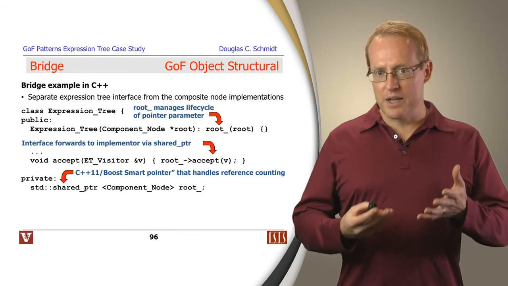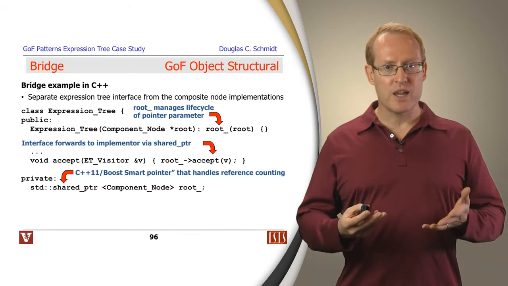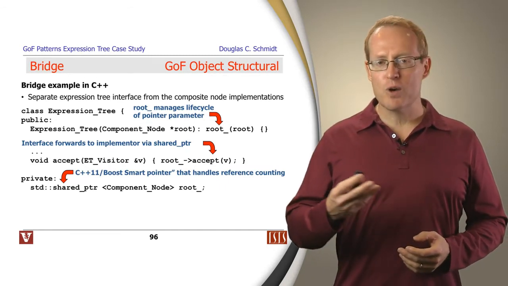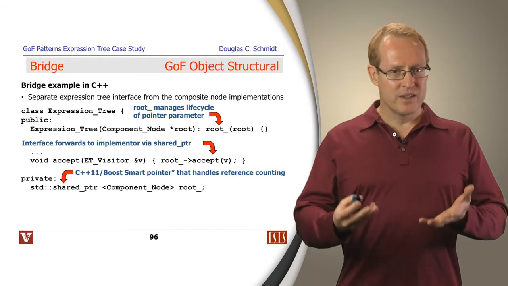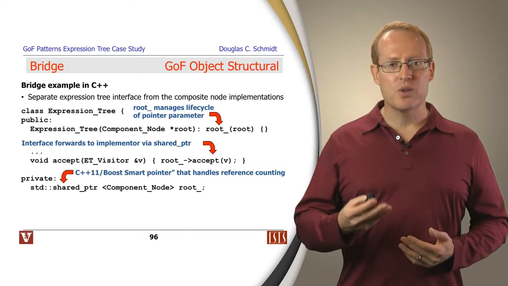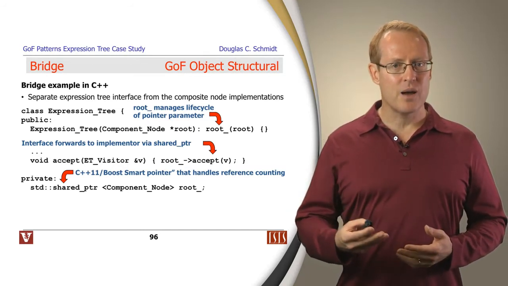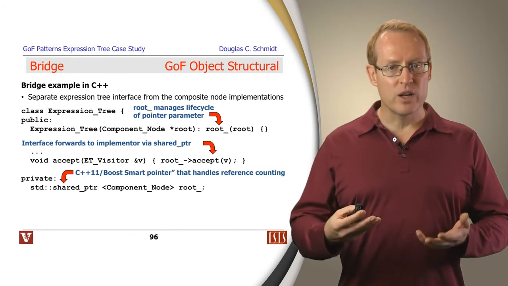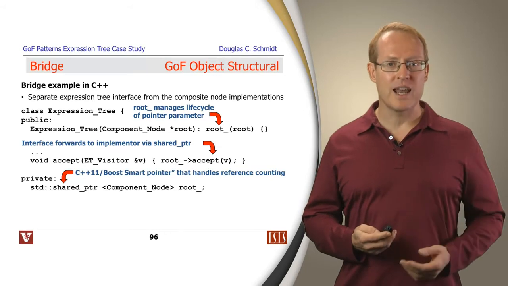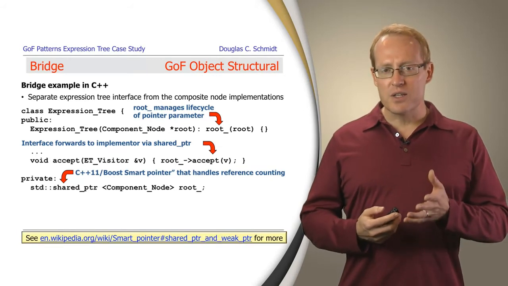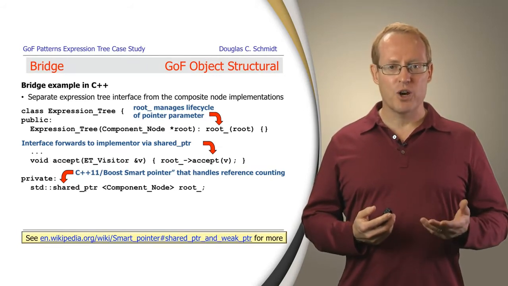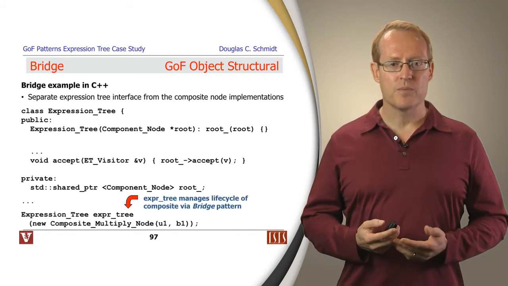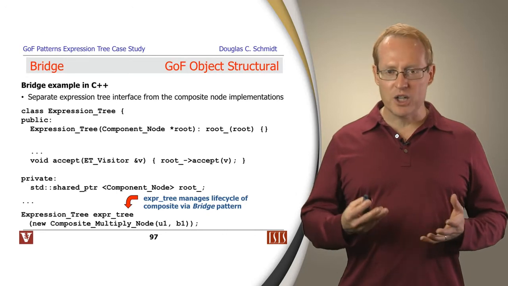When someone invokes the accept method through the expression tree interface, which is the non-virtual one, as you can see here, it turns around and forwards it through this shared pointer down to the appropriate accept method that comes from the corresponding node in the composite component node hierarchy, and that part is dynamically bound. Take a look at this link at the bottom for more information about shared pointers and weak pointers in C++11 and Boost.